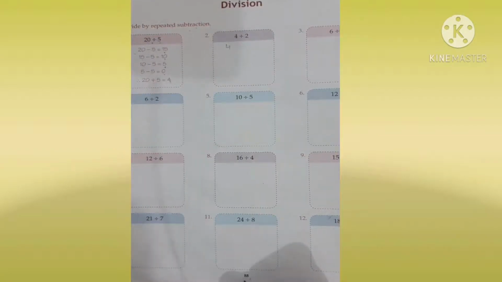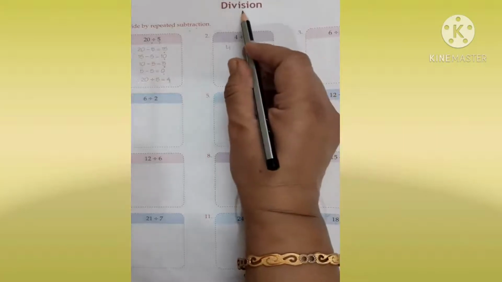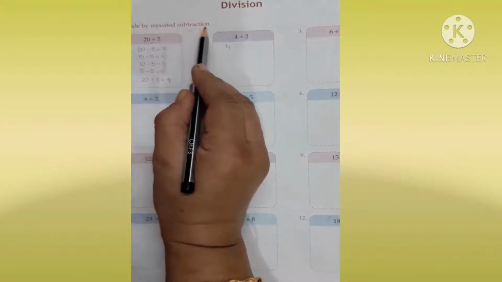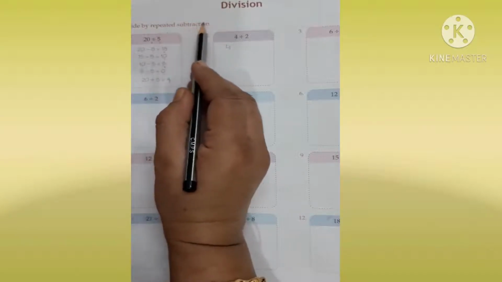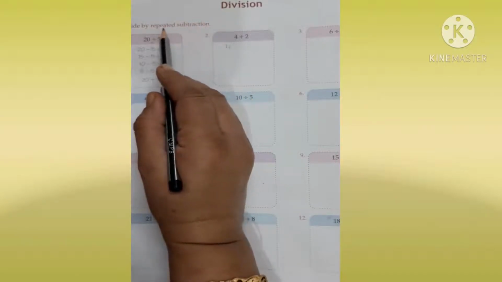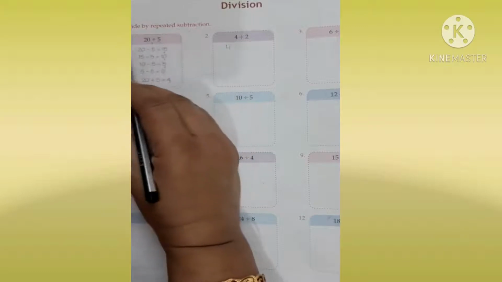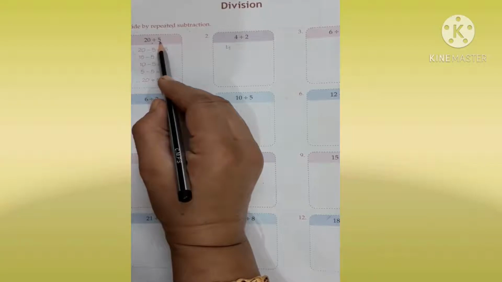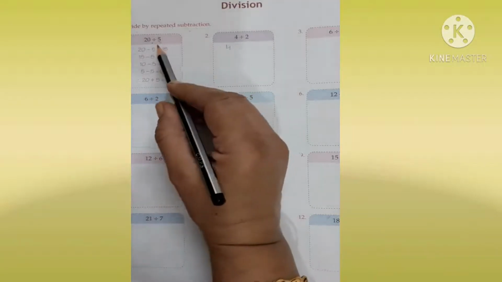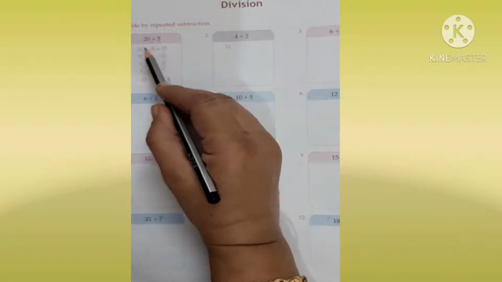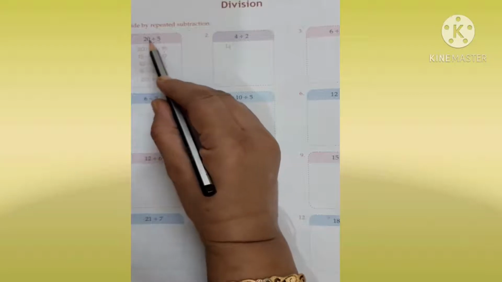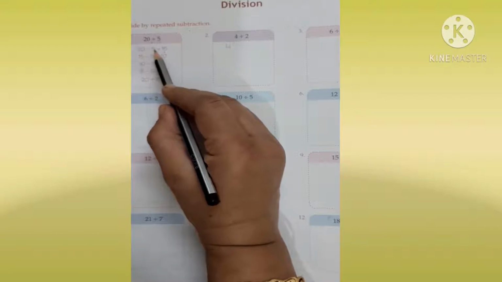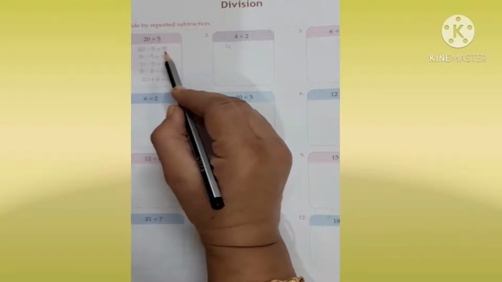Page number 88. Division. Divide by repeated subtraction. Children, you have to find division by repeated subtraction. First example is given for you: 20 divided by 5. How will you find it by repeated subtraction? 20 minus 5 is equal to 15.